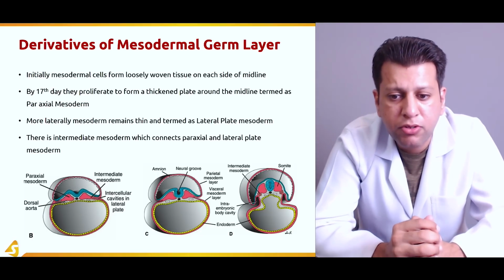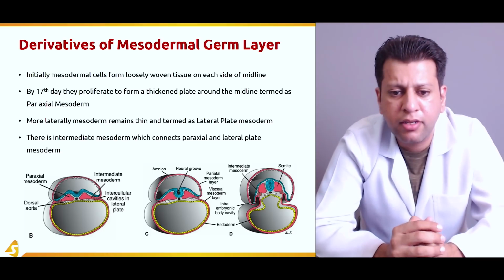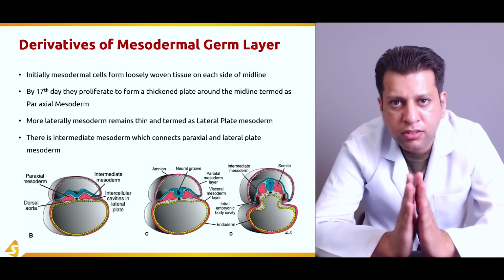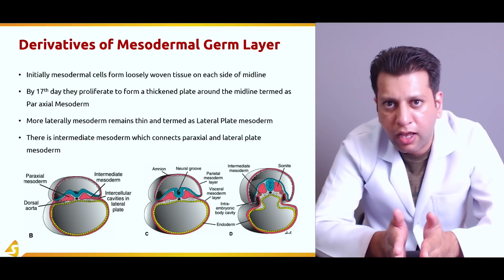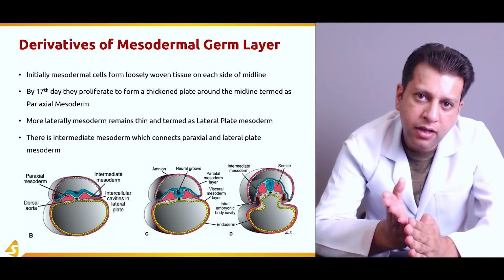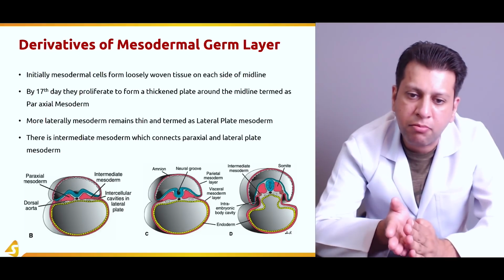Initially, mesodermal cells form loosely woven tissue on each side of the midline. Actually, the axis is where the neural tube has formed. Neural tube is the center here, and this is the axis of the fetus at this moment. Anything lying along this axis or parallel will form the paraxial part.